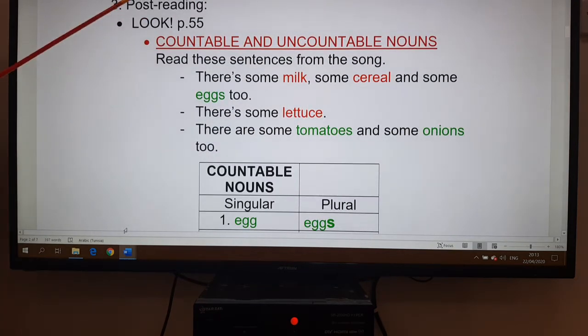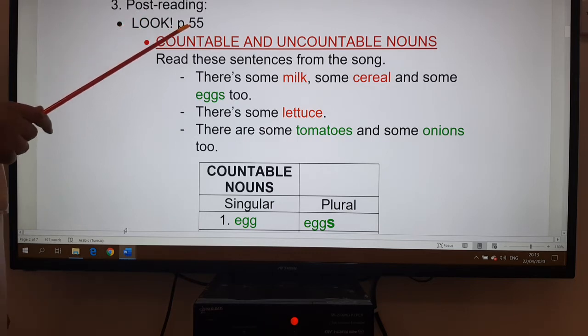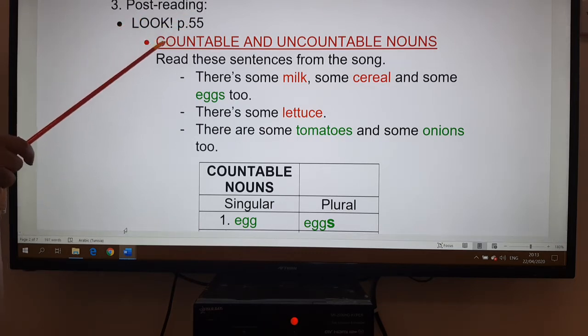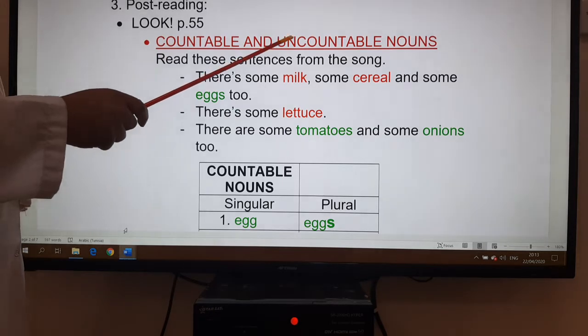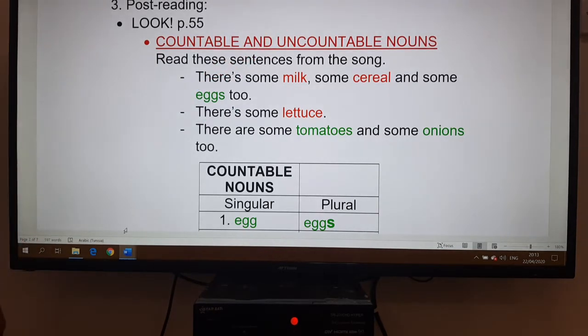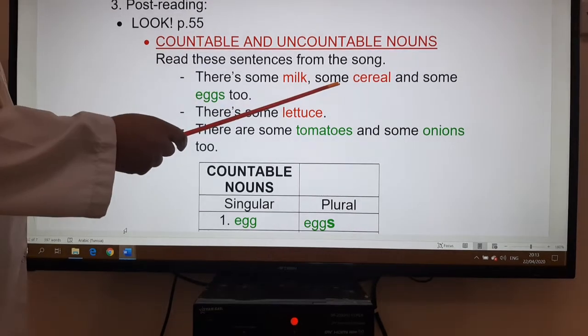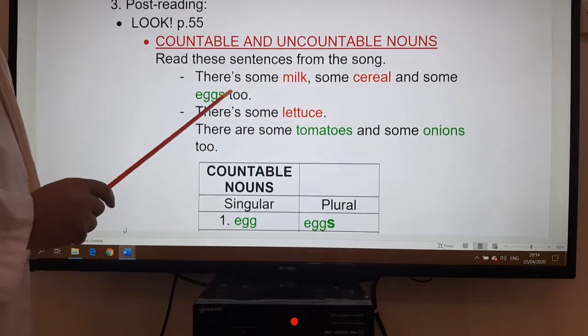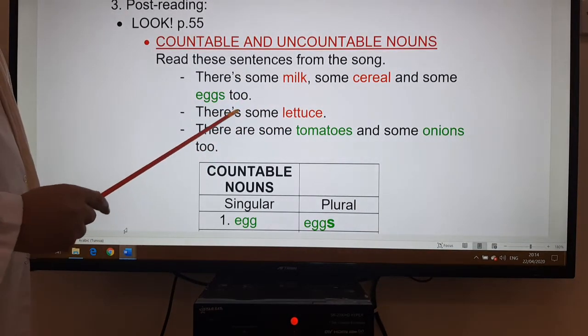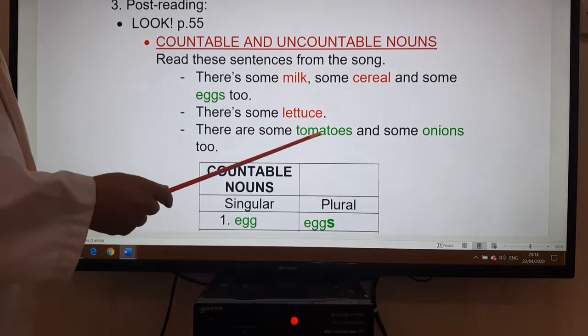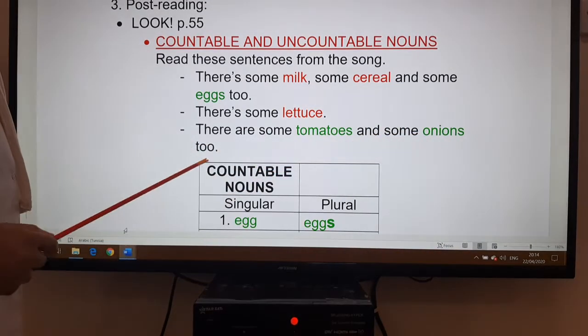Now, if we go to the post-reading activity, look on page 55. Here they make the difference between countable and uncountable nouns, that is, things that we can count or things that we cannot count. For example, there's some milk, some cereal, and some eggs too. There's some lettuce, or there are some tomatoes and some onions too.